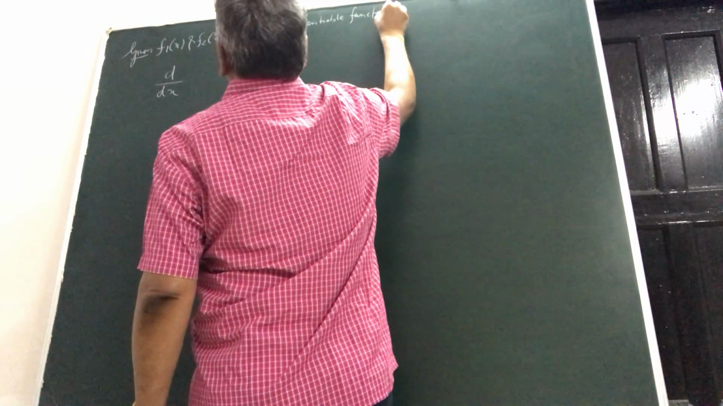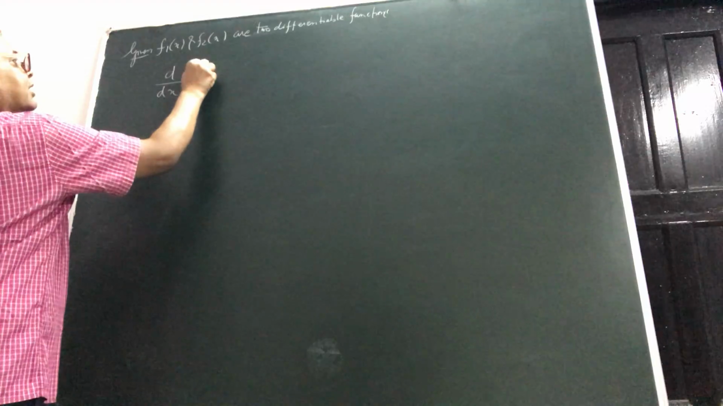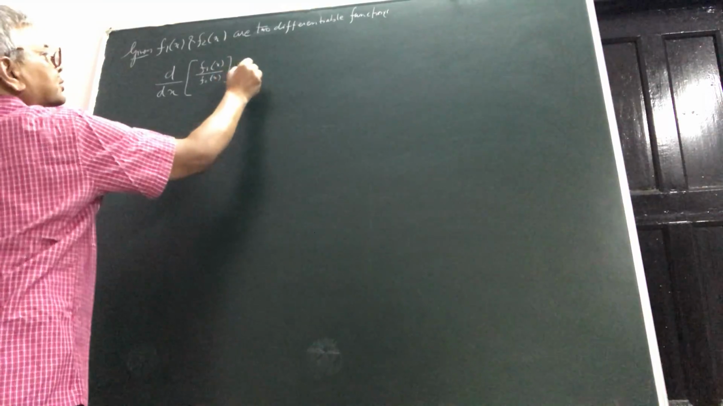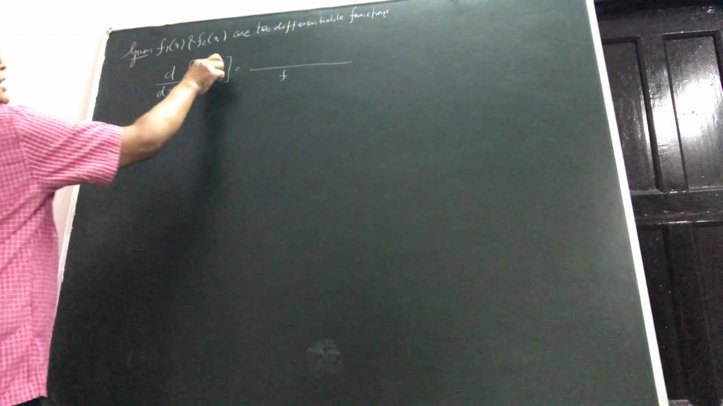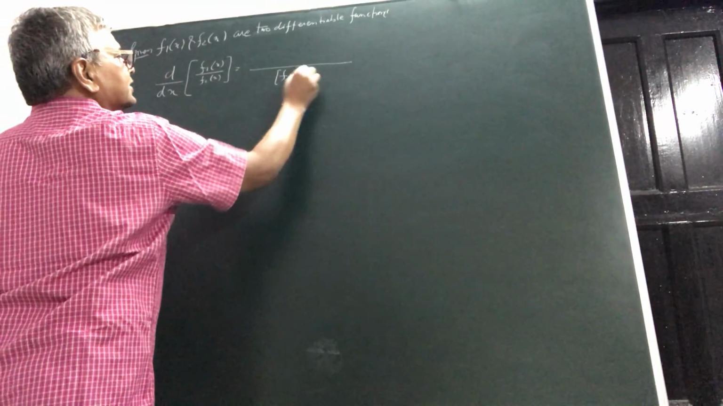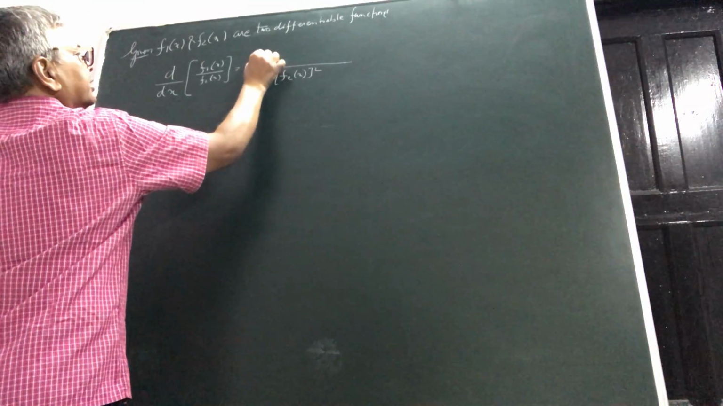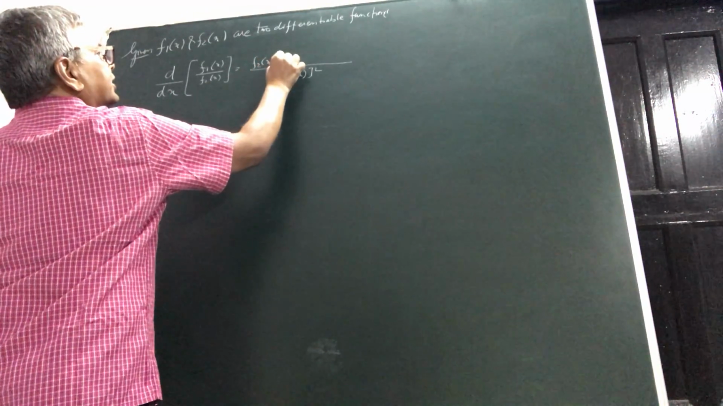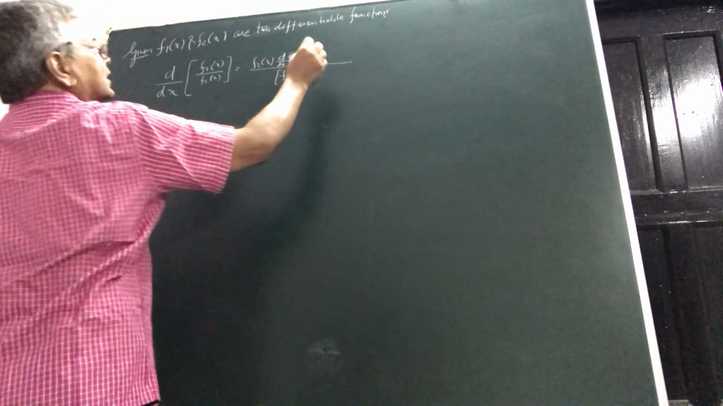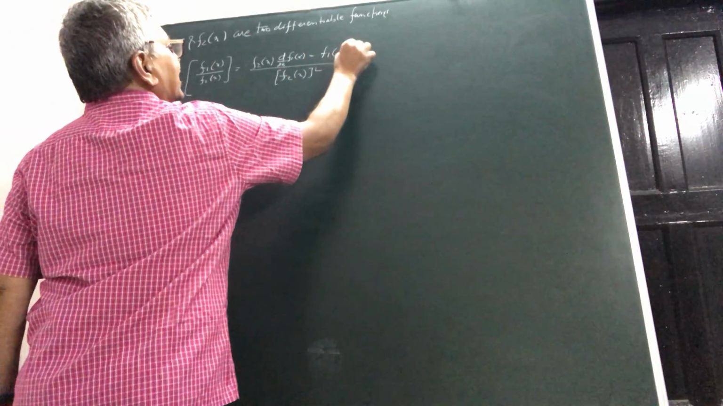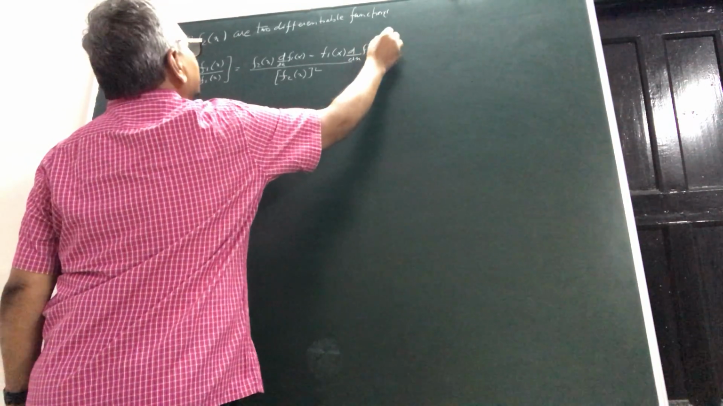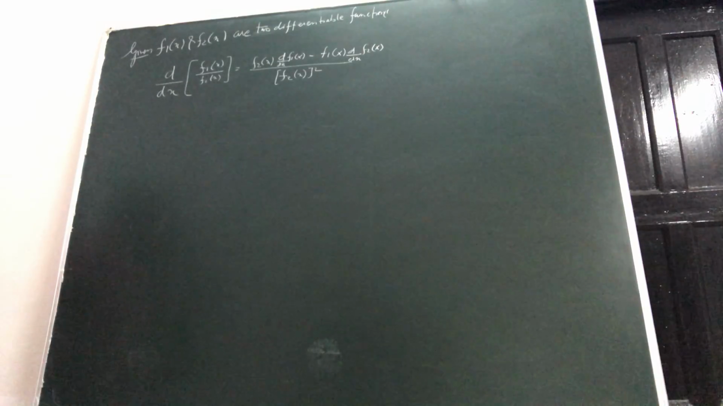Then d by dx of f1(x) upon f2(x) is equal to, you know, the numerator and this function is in the denominator. So you know very well that it is denominator squared, and denominator times the derivative of the numerator, that is d by dx of f1(x), minus f1(x), the first function, into the derivative of the denominator, whatever the function is in the denominator. So we will give the proof of this here.